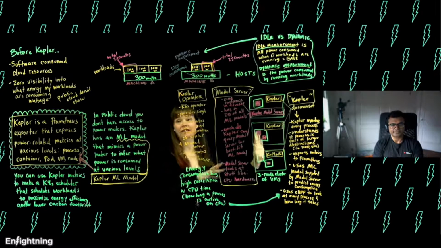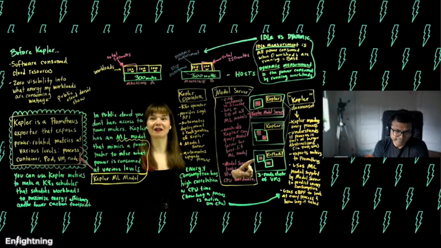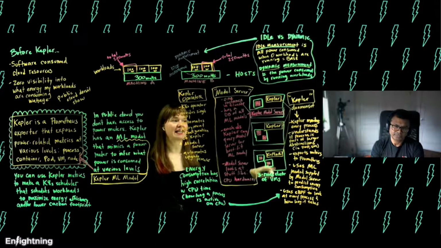So Kepler now, we have our 3 node cluster. This one has a pod with 1 container. This one has a pod with 2 containers. This one has 2 pods and 2 containers. And we have Kepler deployed as a daemon set.